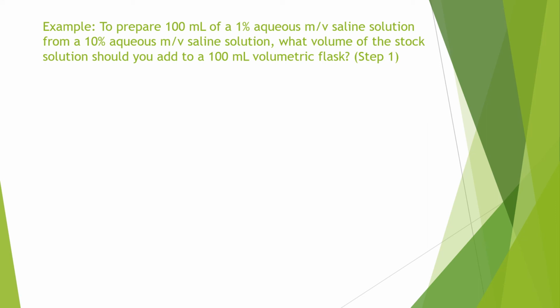In this example, we want to prepare 100 ml of 1% aqueous mass over volume saline solution. We must keep in mind that this equation is only used to prepare dilute solution from concentrated. We cannot prepare concentrated from dilute. That is not possible. So in this case, given is the volume of the solution which we want to prepare. So we want to prepare 1% aqueous mass over volume saline solution. So that would be our dilute solution.